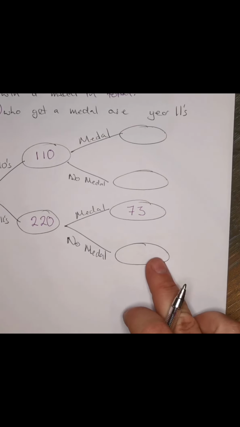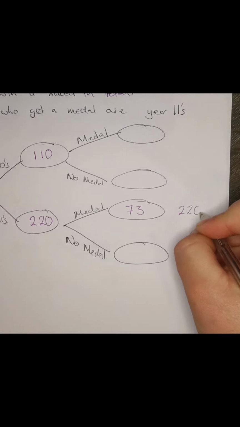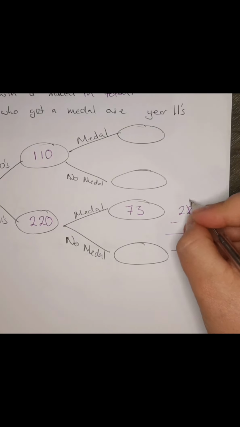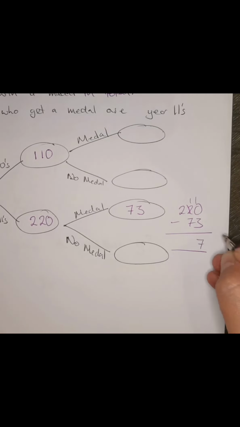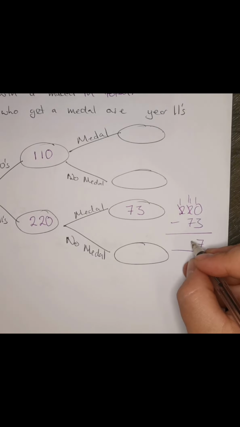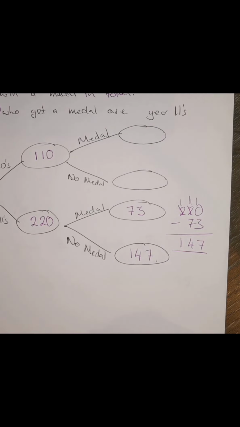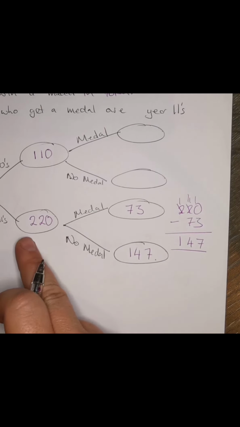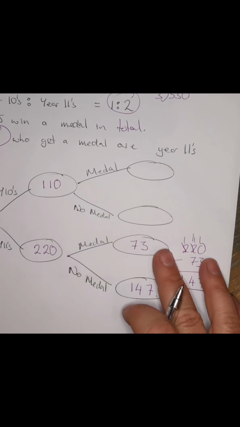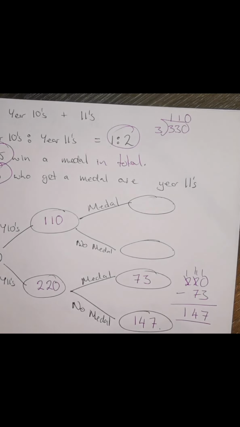So my year 11s who don't get a medal must be 220 take away 73. 0 take 3 would be negative, so borrow. 10 take 3 is 7. 1 take 7 would be negative, so I'm going to borrow. 11 take 7 would be 4, so 147. If I add them up, does it get me that? 50, yes, cracking.